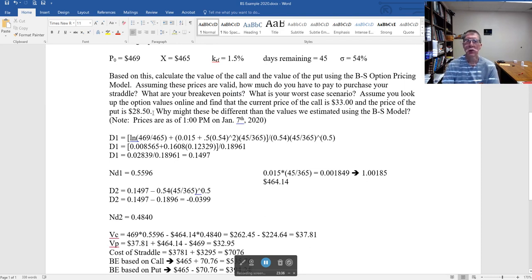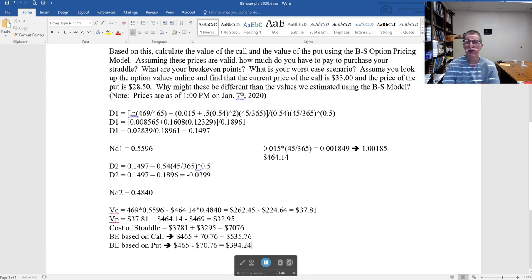Lastly, assume you look up the option values online and find that the current price of the call is 33 and the price of the put is 28.50. Based on our valuation analysis, those options are undervalued, so we would definitely want to purchase this straddle. So those options indicate the option prices are undervalued and we would want to purchase the straddle.